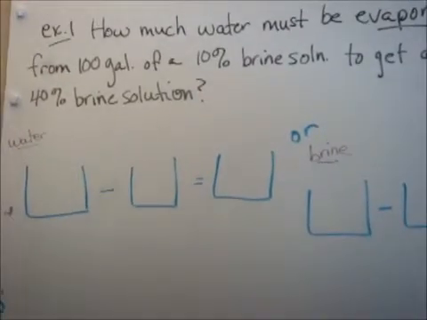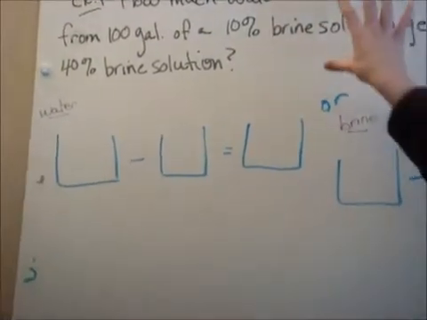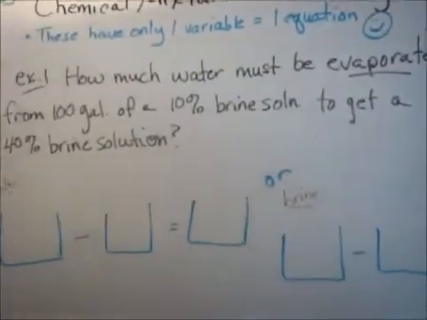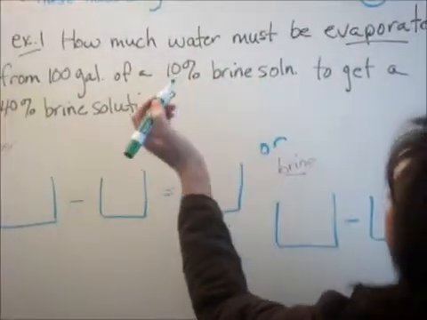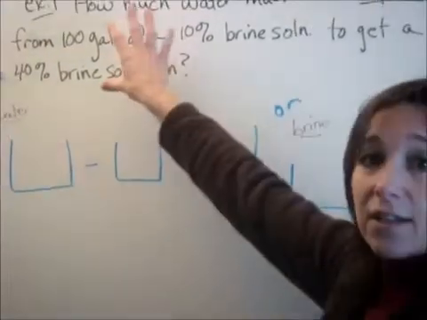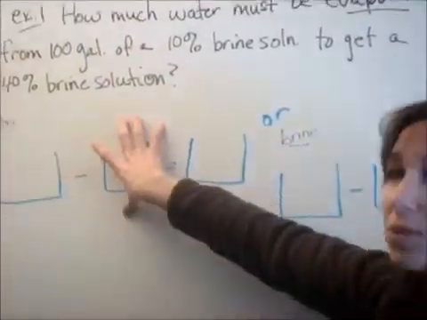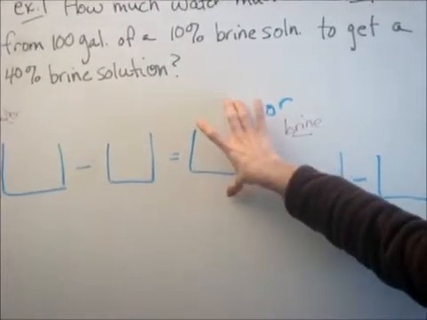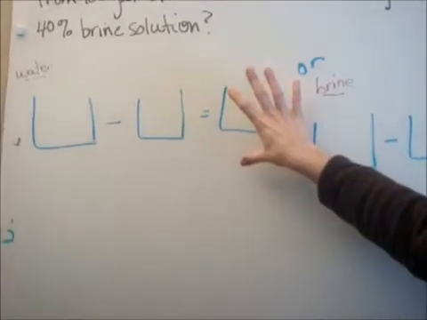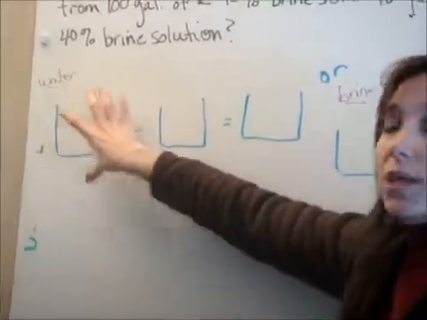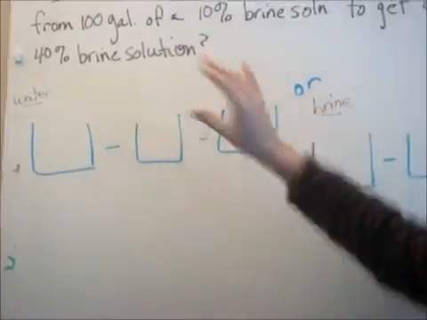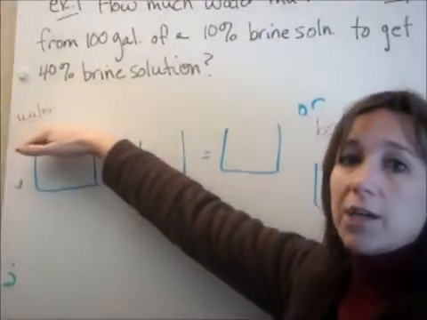So there's two ways you can do this particular problem. We want to evaporate water from 100 gallons of brine solution. So the first time we do this, let's do it in terms of water first. So we have 100 gallons of solution, and we're going to evaporate some water, and we're going to get some solution that's 40%. So this time, instead of trying to get 100 gallons of something, we're starting with 100. We're going to subtract off some water so that we get a solution that's 40%. So this one we're going to do in terms of water.